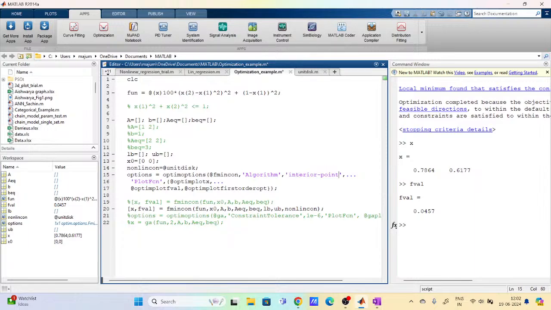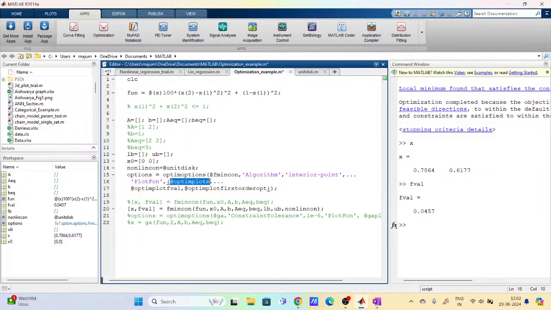If you want to change this algorithm, just change it here. I will give you the example for other algorithms also. First, the interior point algorithm, let me give you the explanation. Then plot function, plotFcn means plot function. Now which plots do you need?